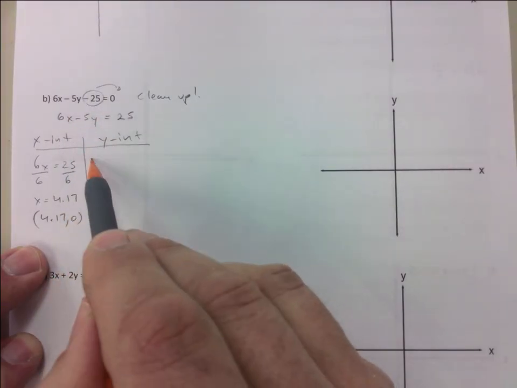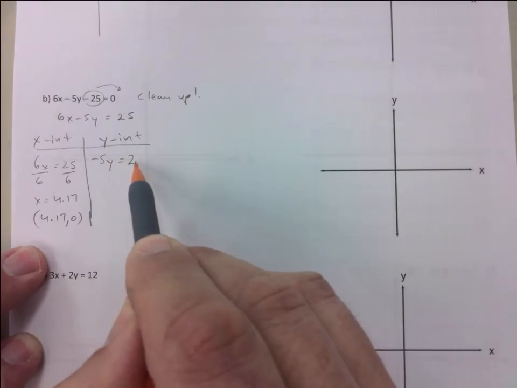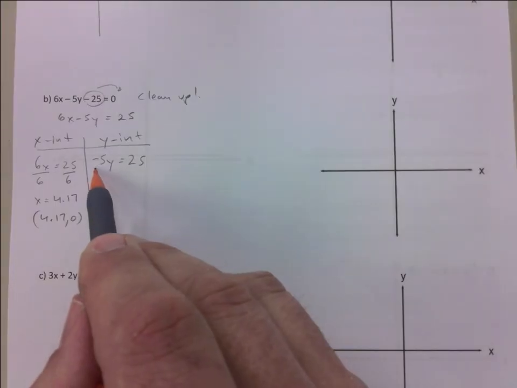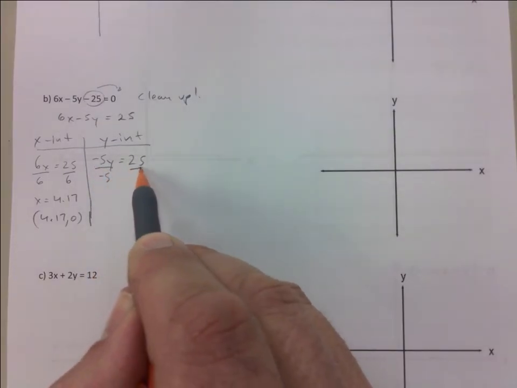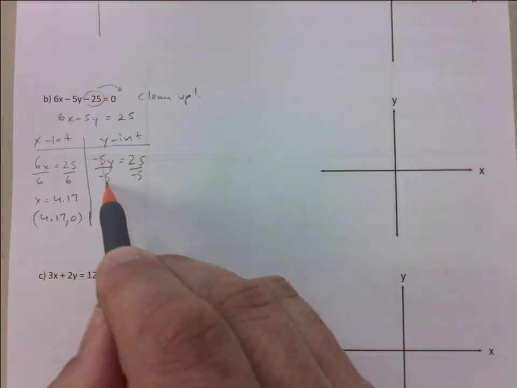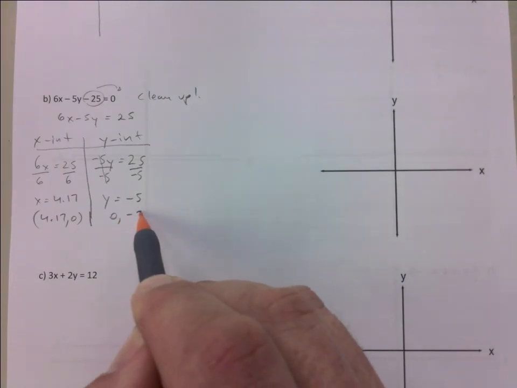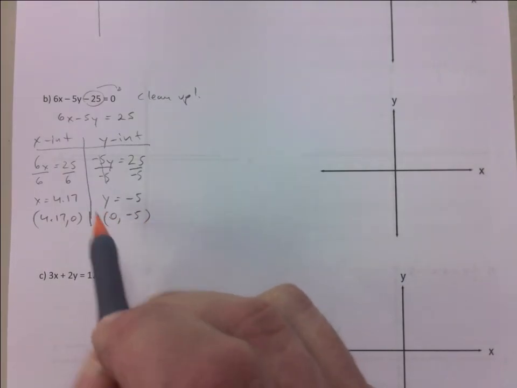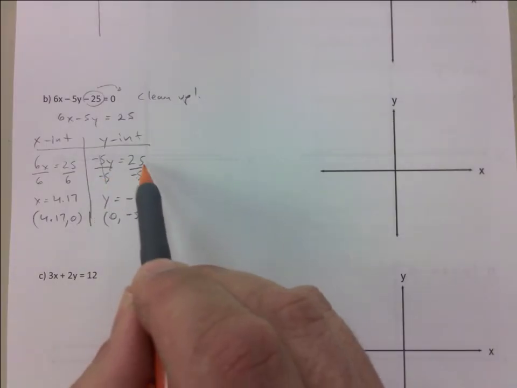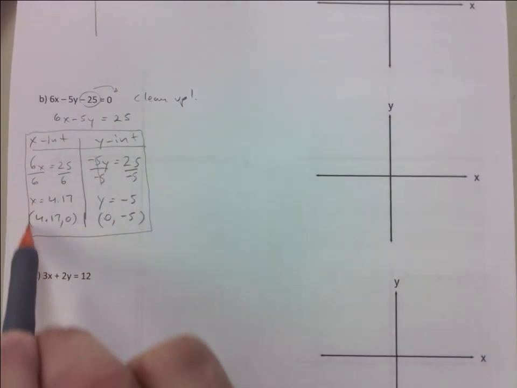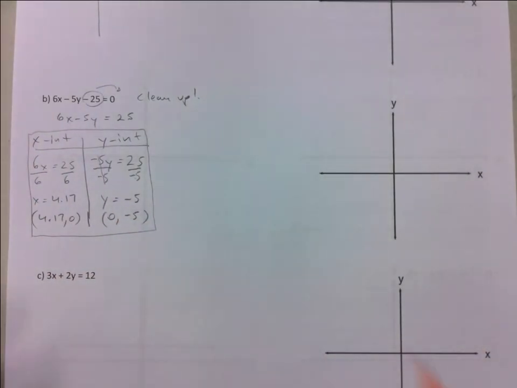So you end up with negative 5y is equal to 25. A sign can throw everything off, right? Then you divide both sides by negative 5, and so y is equal to negative 5. So it's 0, negative 5. Because of that negative, it turns everything into a negative there. So you've got your intercepts.